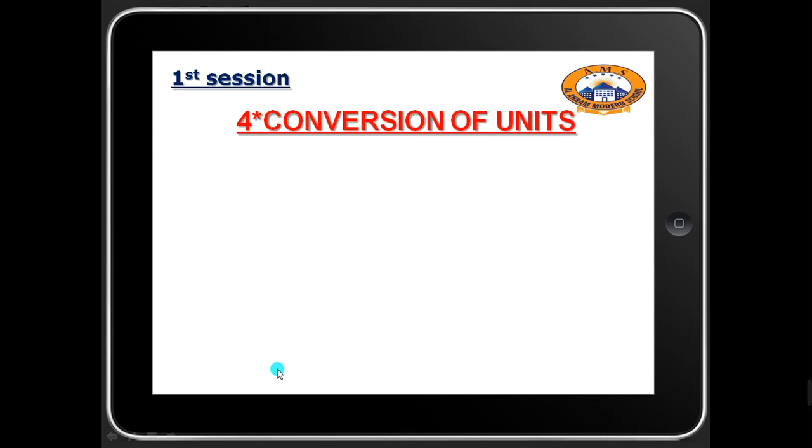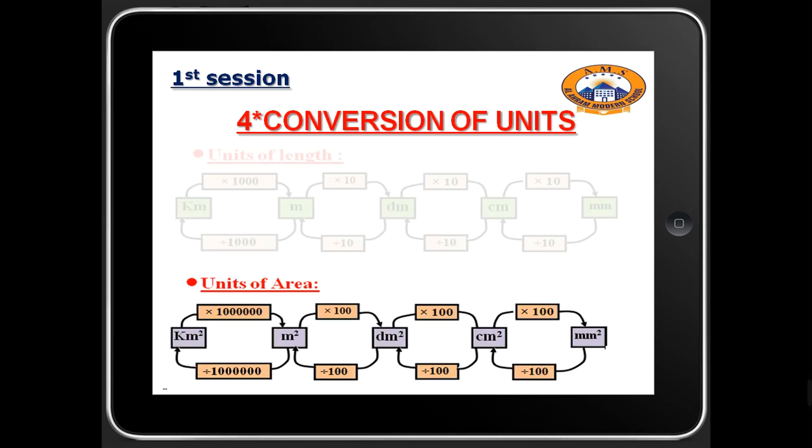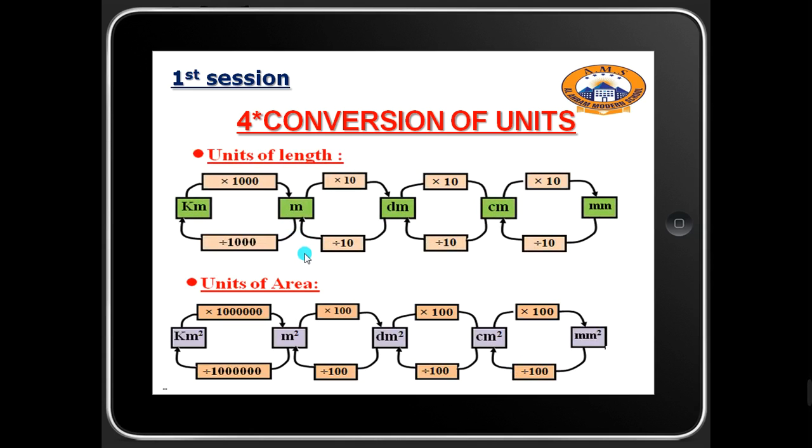The last thing that we're going to remember is how to convert between two units. First, just to remember, when we convert a unit of length from kilometer to meter, we multiply it by 1000. From meter to decimeter, we multiply it by 10. From decimeter to centimeter, we multiply it by 10. From centimeter to millimeter, we also multiply by 10.